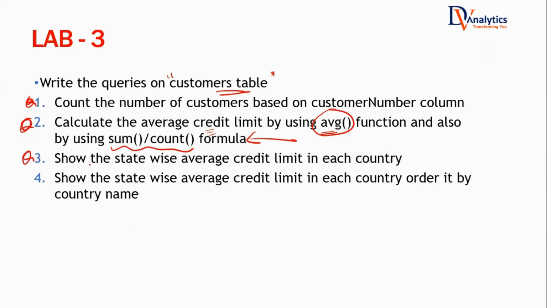Then question number 3, show the state-wise average credit limit. There is a column called state. State-wise, state 1, what is the average credit limit? State 2, average credit limit. State 3, average credit limit. State 4, average credit limit.